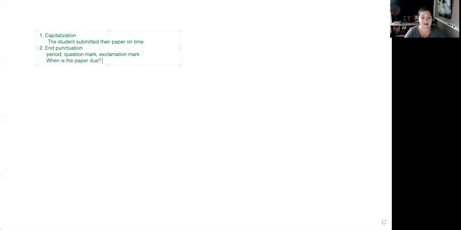For example, in the sentence, when is the paper due? We've capitalized the first word and we've put a question mark at the end because it is asking a question.